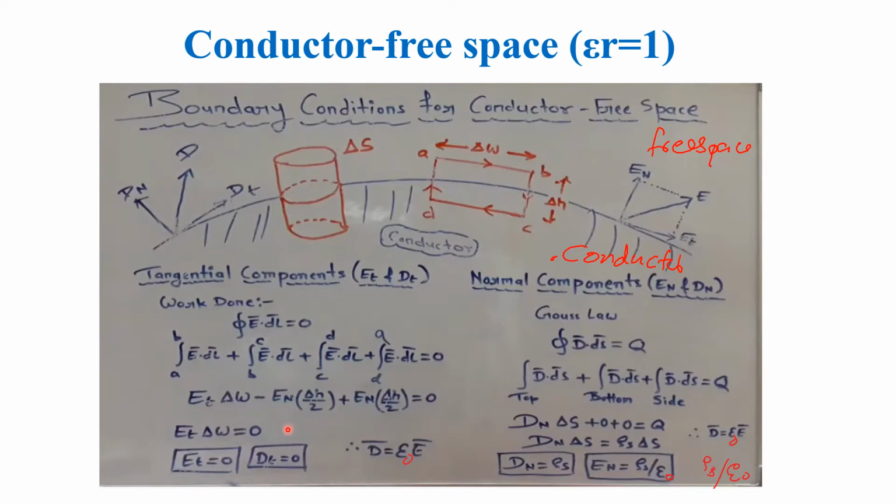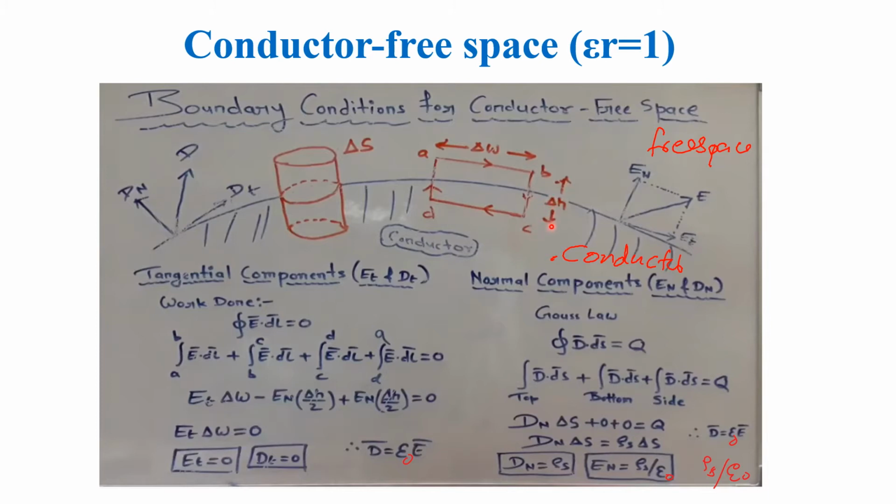Then minus the B to C integration. That is E normal. There is no need to consider the tangential component there, because the tangential component is perpendicular to BC, so cos 90 will come there, which is 0. So we take the normal component there: E normal times delta H by 2. It is an average calculation actually. We are considering that half of that side is inside the conductor and half outside the conductor. And inside the conductor, we know that the electric field is 0.